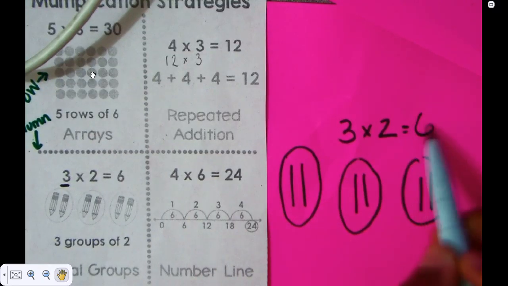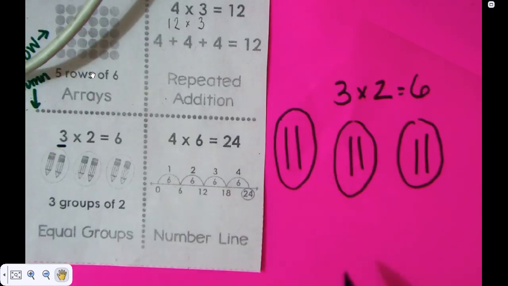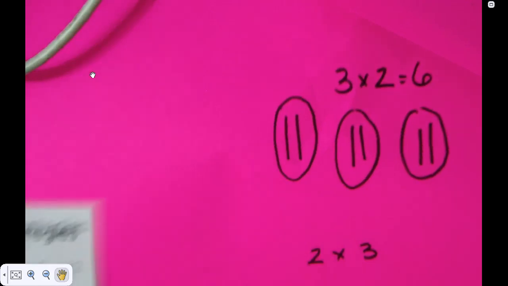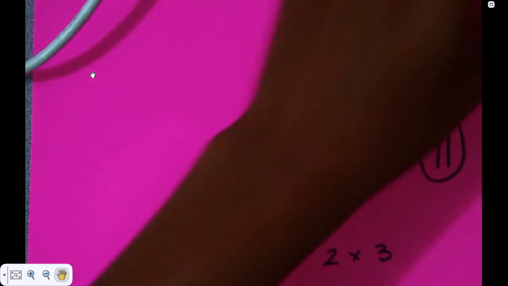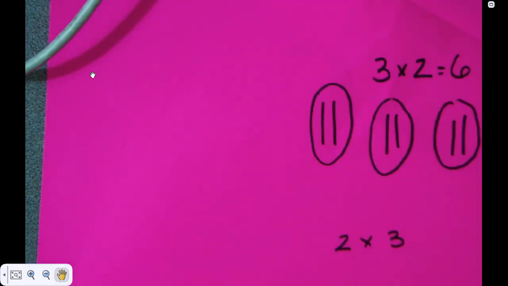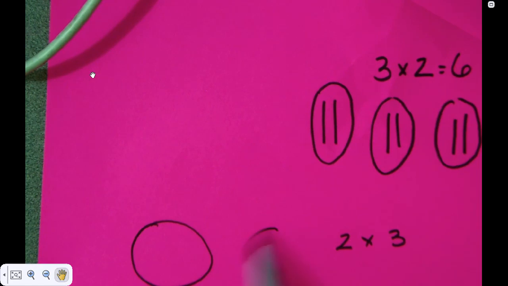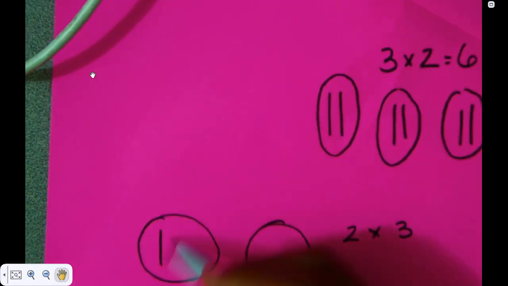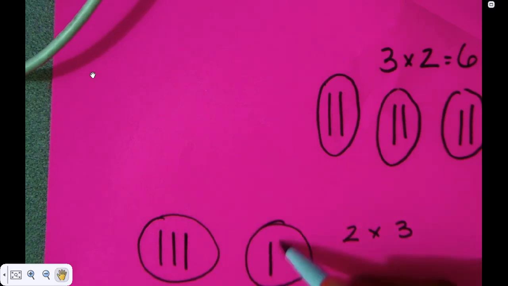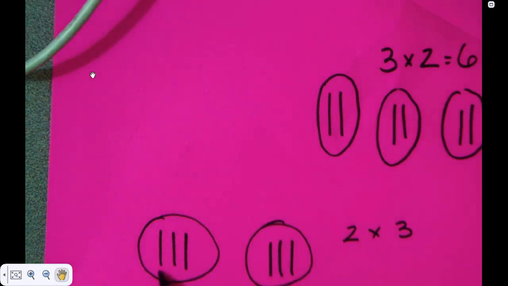Or I can flip my factors and do 2 times 3. And I'll actually get the same answer if I do 2 times 3. So instead of drawing 3 groups, I'll take this first number and draw 2 groups. And in each group, I'll put 1, 2, 3. 1, 2, 3. And when I count them, 1, 2, 3, 4, 5, 6, I still get the same product.